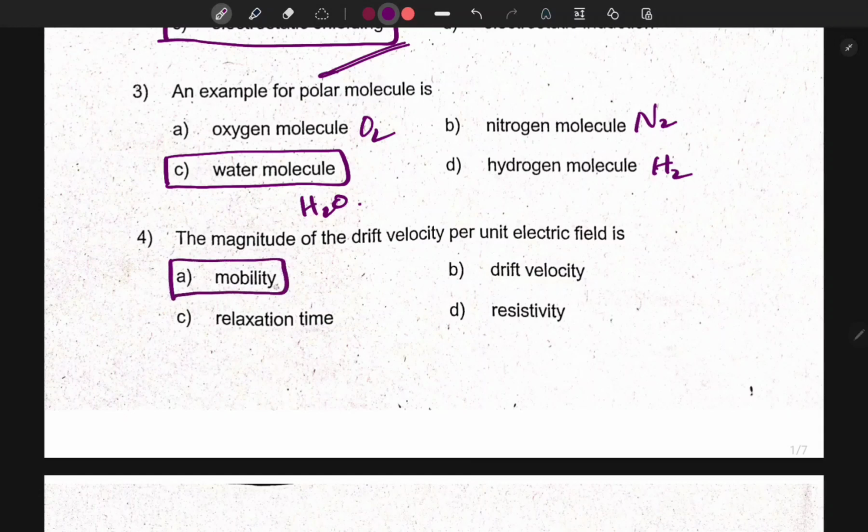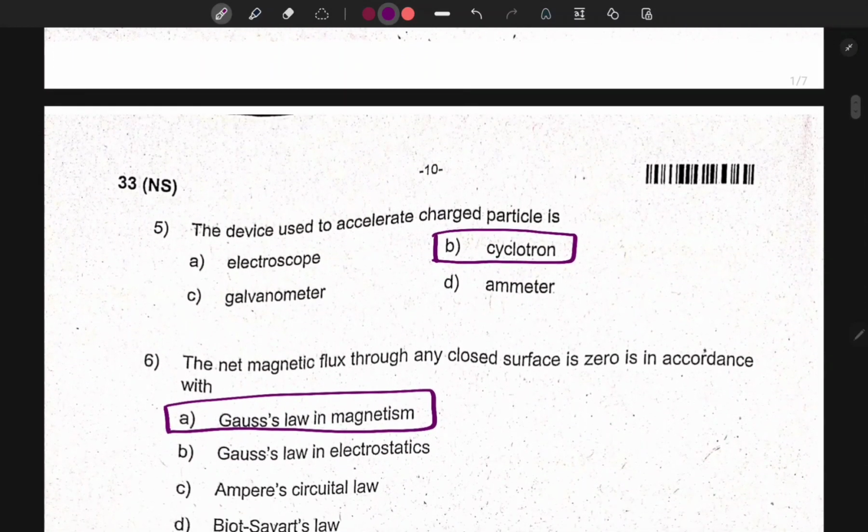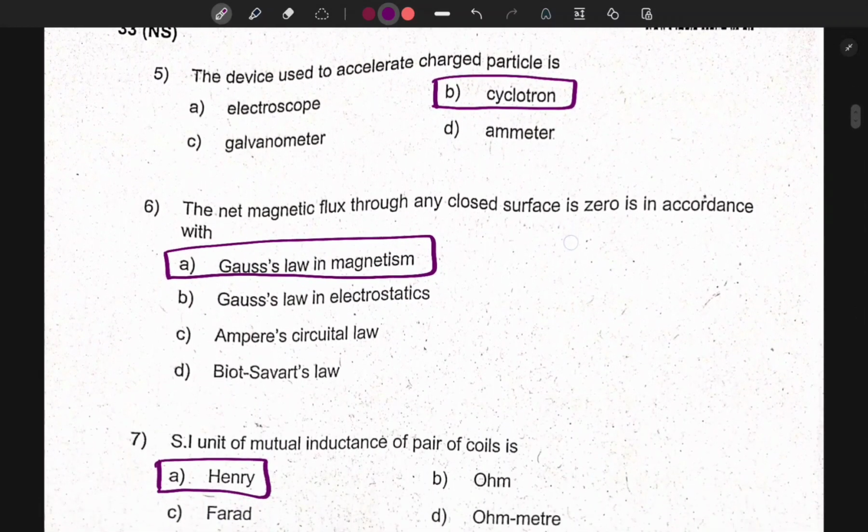Option A is correct for this, because you will get a formula like this. So vd by E is called mobility. Option A is correct for that. And then the device used to accelerate charged particle is cyclotron.